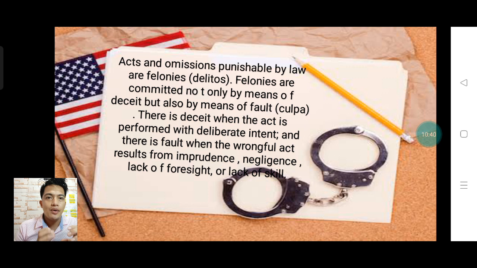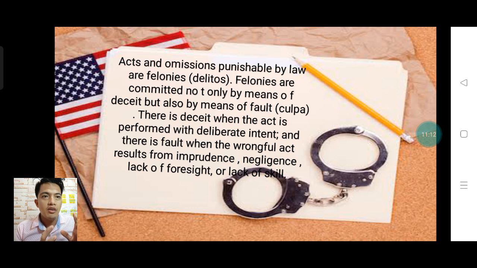So that is what we call intent. Intent is what we call performing with deliberate intent, meaning the act is malicious. For example, A wants to kill B, and he shot him and B died. So there is clear intent, A had the intention to kill by the use of a gun, to consummate the crime of homicide or murder as the case may be. So that is intent.